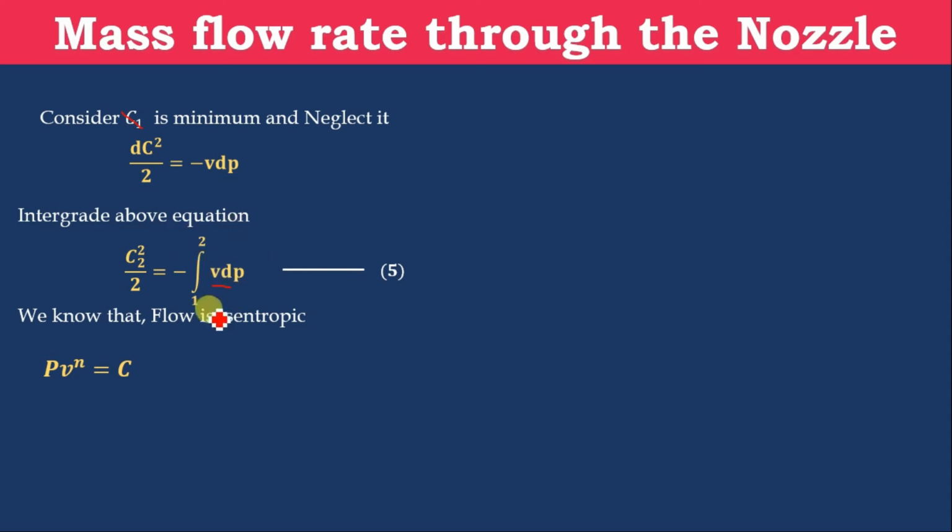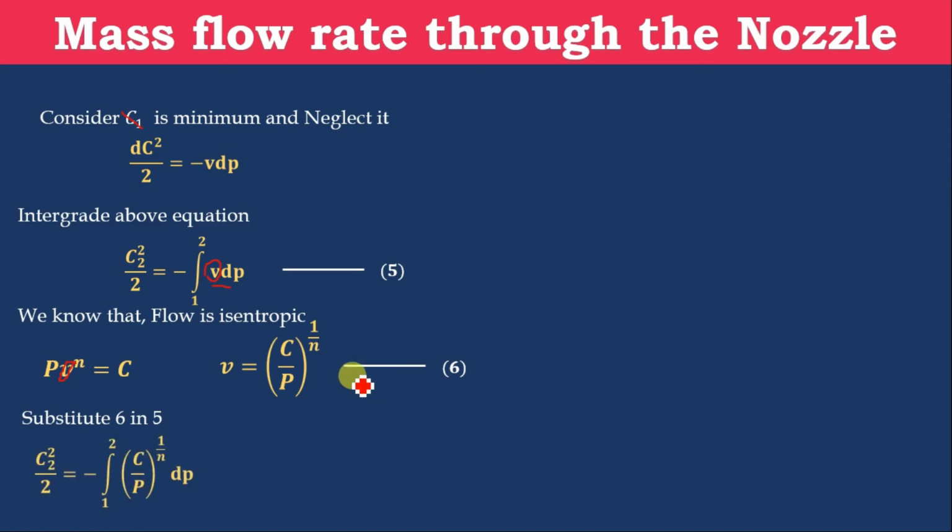Now find out this V from this PV^n = constant. This way you're going to find out. So V is equal to (C divided by P) whole power 1 divided by n. Let's take this one, equation number 6. Substitute equation number 6 in 5. We'll get C2 squared divided by 2 is equal to minus integral from 1 to 2. Instead of this V, we are going to replace (C divided by P) whole power 1 divided by n, into dP.